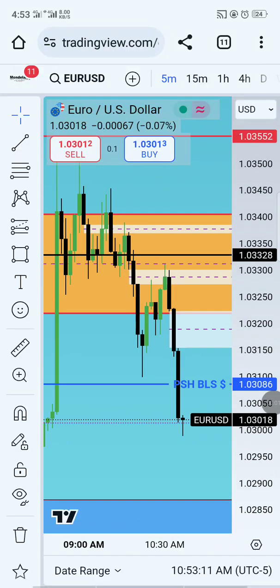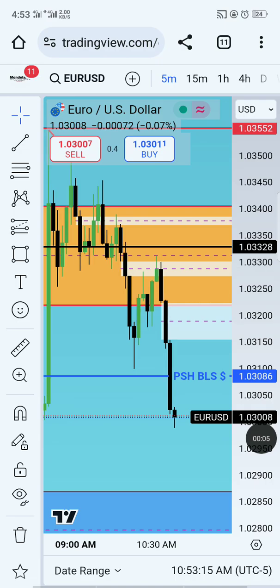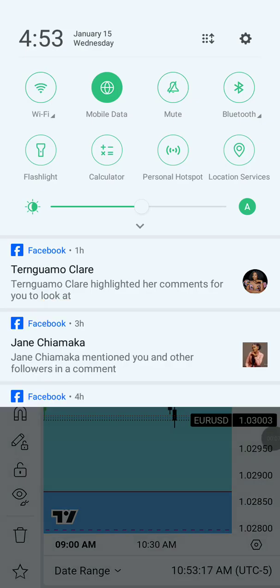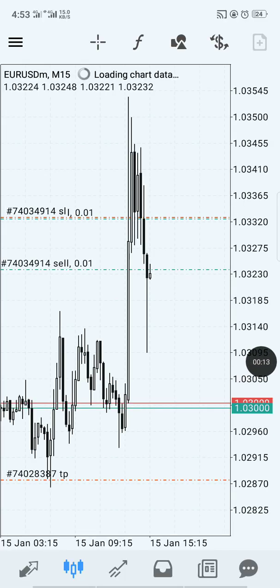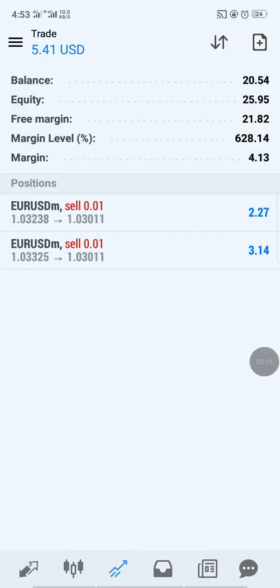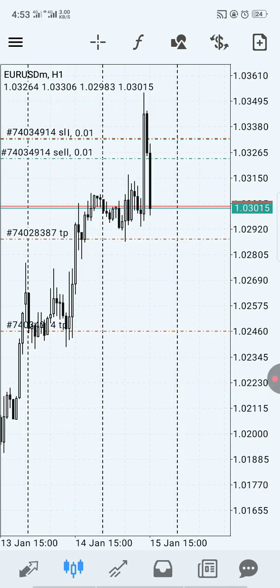Okay, I'm already in on this trade. Today is Wednesday, 15th January 2025. You can see the trade here. I'm just testing. You can see it EU. I'm short already. Then you can see where I got in. Then on 1 hour you see where my TP is.